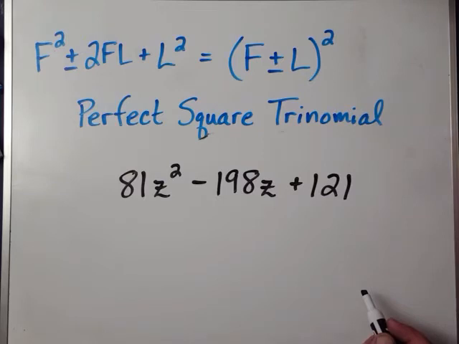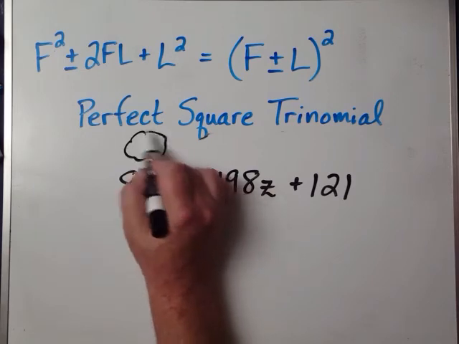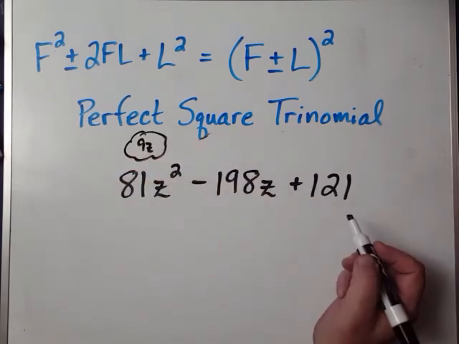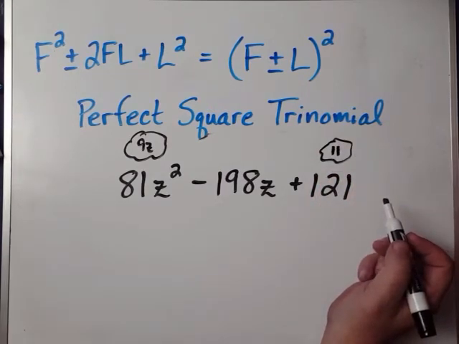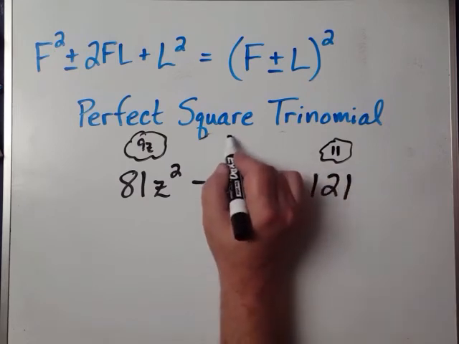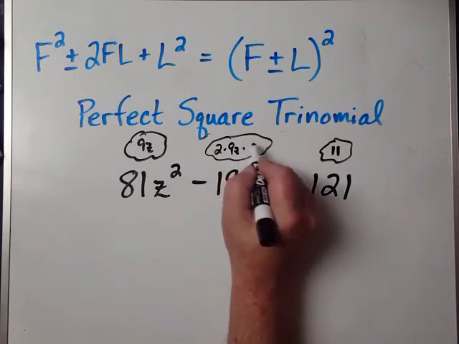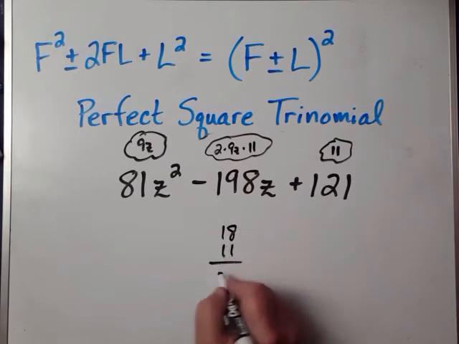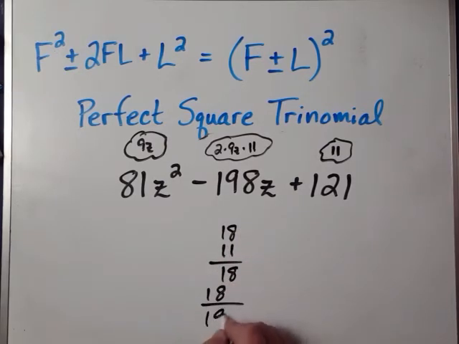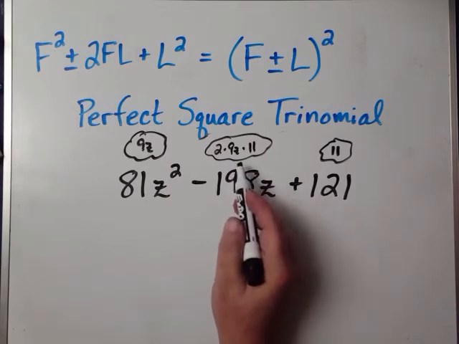Well, looky here. This trinomial starts with a square. It starts with the square of 9z. And it ends with a square. It ends with the square of 11. I wonder, not only do I wonder, I really hope that this thing in the middle is double the first times the last. 2 times 9 is 18, times 11, 198z. Nice.